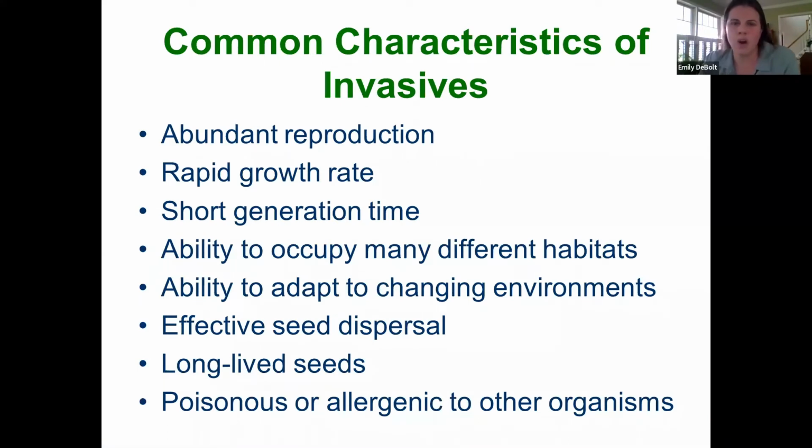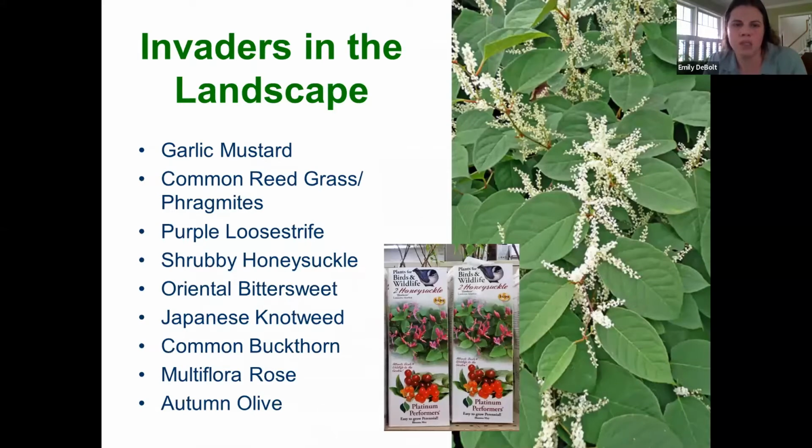But these invasives are all going to share some common characteristics. They can grow quickly, rapidly. They're very effective at seed dispersal. They have long-lived seeds. They have all of these life histories that make it easy to invade. And just some common ones that you might be familiar with, garlic mustard, purple loosestrife we've talked about, Phragmites, all along the interstate. A lot of times you can see a lot of that. Honeysuckle, bittersweet, the list goes on.